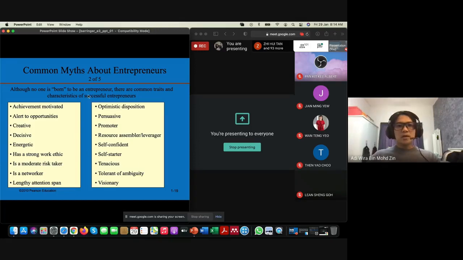But somehow, there's a CLO emphasizing that whenever you take this subject, you will have certain characteristics or traits. But maybe if you want to have other traits, you need to take another subject, because they have course learning outcomes as well. So hoping that whenever you come to my class, I hope that you will become achievement motivated. Every entrepreneur must be motivated all the time.